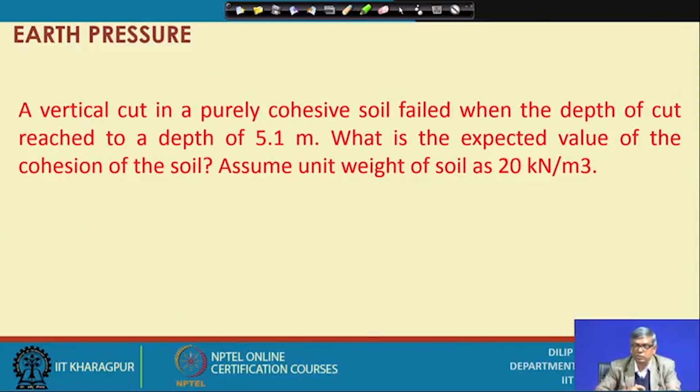based on whatever knowledge we have. Using that, you have to estimate the probable values of cohesion of the soil. It is pure cohesive, which means phi is absent. So, that is what we have to do here. Let me see this problem.